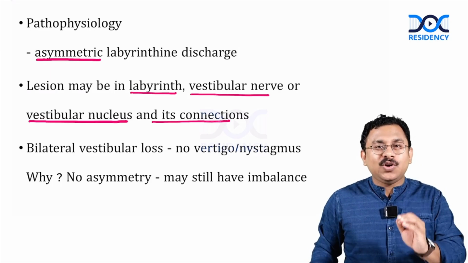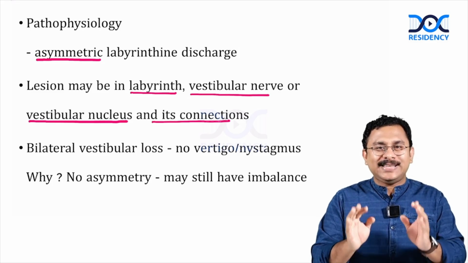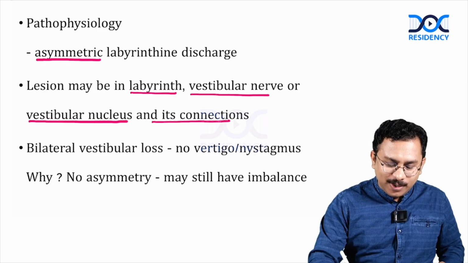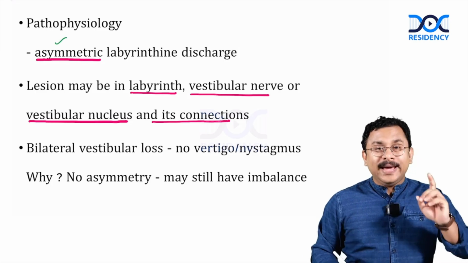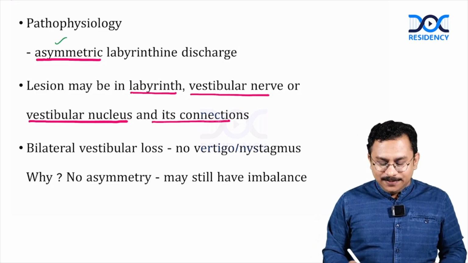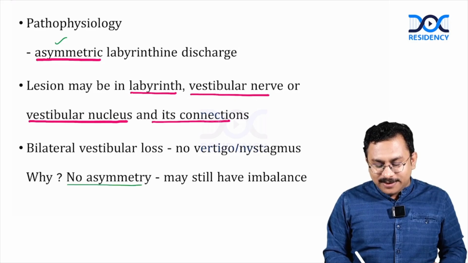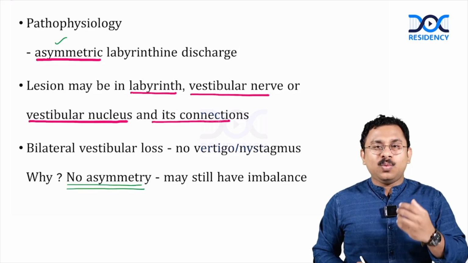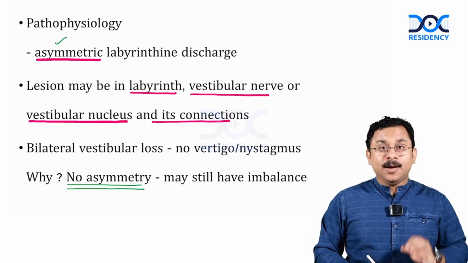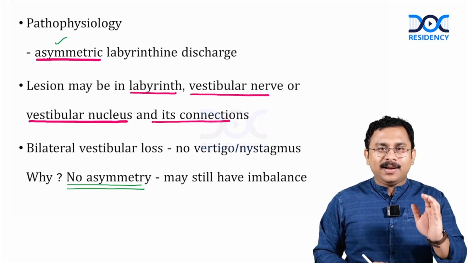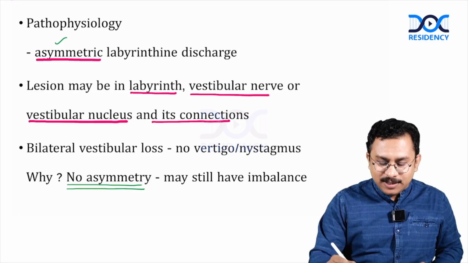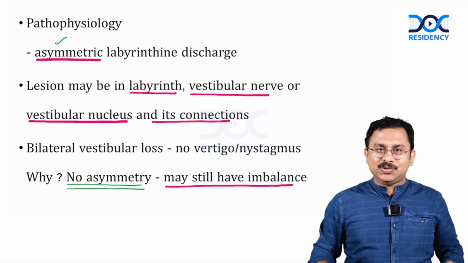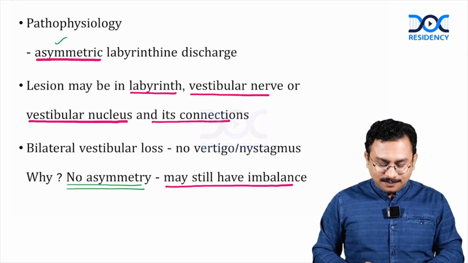But please keep in mind, when you have got a bilateral symmetric lesion involving the vestibular system, you usually do not get a vertigo or nystagmus. And what is the reason for this? Remember, I just told you a while back, it occurs due to asymmetric labyrinthine discharge. So in bilateral symmetric vestibular dysfunction, there is no asymmetry, so you may not have vertigo or nystagmus. But even in a bilateral lesion, you may still have some sort of imbalance. So the patient can experience imbalance. Okay, I hope that is clear.